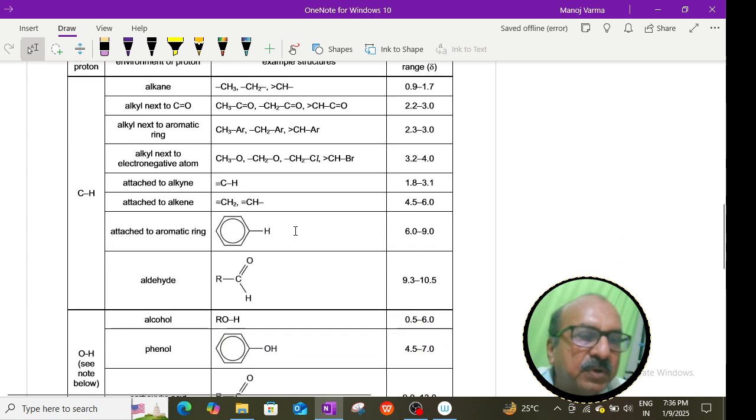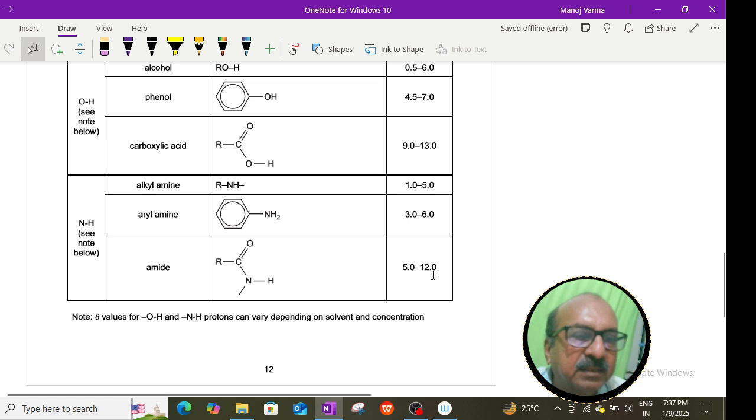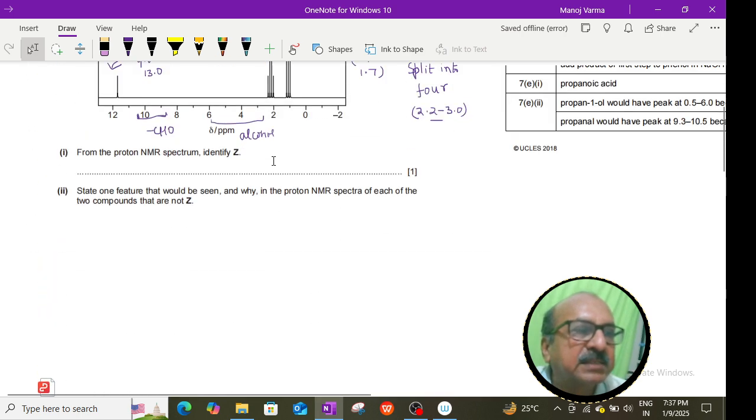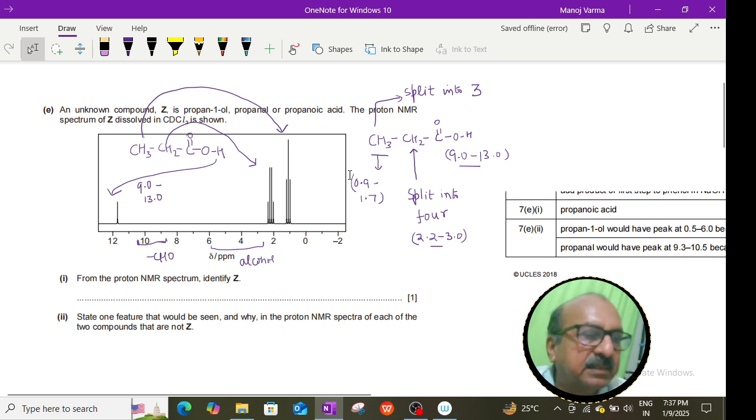Looking at the data booklet, you see here we have a chemical shift range from 5 to 12, which is close to 12, and we have another value over here which is also close to 12, and this is for the proton of a carboxylic acid. So I think it's quite clear that this could be a carboxylic acid, and therefore the answer would be propanoic acid, because it has a C=O and OH group. So we have identified that it is propanoic acid from this signal.